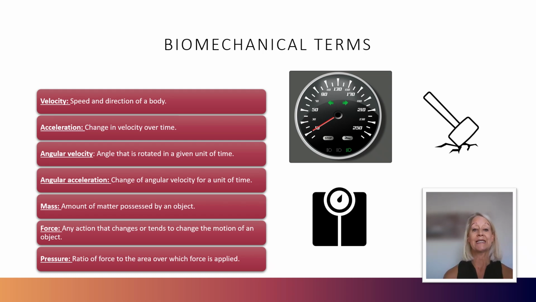Now, mass is the amount of matter in an object, and it plays a key role in how much force is needed to move it. While force is any action that changes motion, it could start, stop, or change its direction. And finally, pressure is the amount of force distributed over a specific area. This is especially important in contact sports and in footwear design. These terms are critical for understanding motion and improving performance or reducing injury risk.